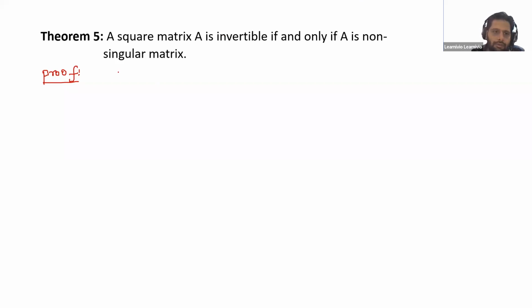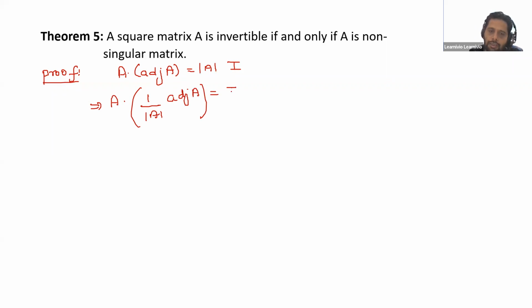Now A into adjoint of A is equal to determinant of A into I. This we have already completed. Now shift this determinant to the left side. So you will get A into 1 by determinant of A times adjoint of A, and this is equal to the identity matrix.